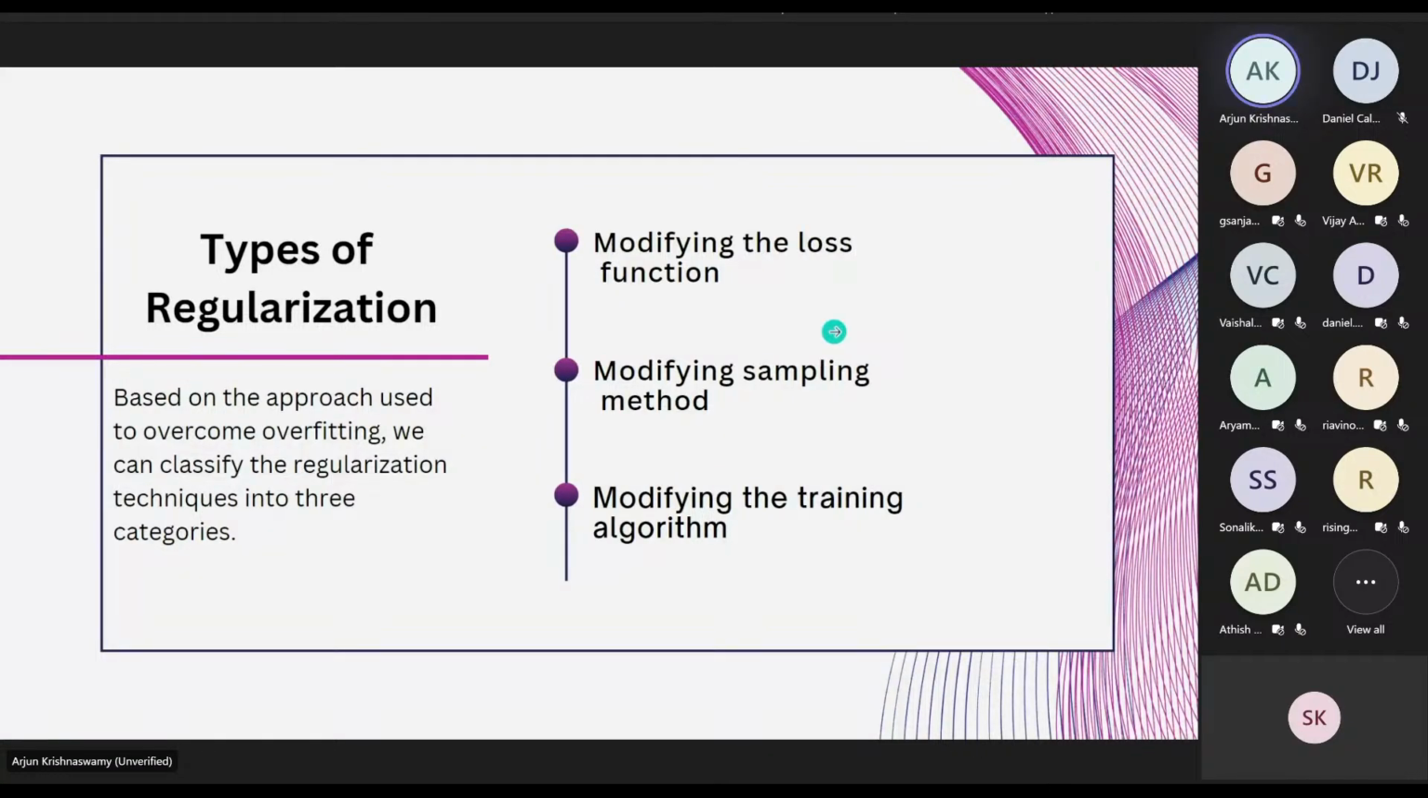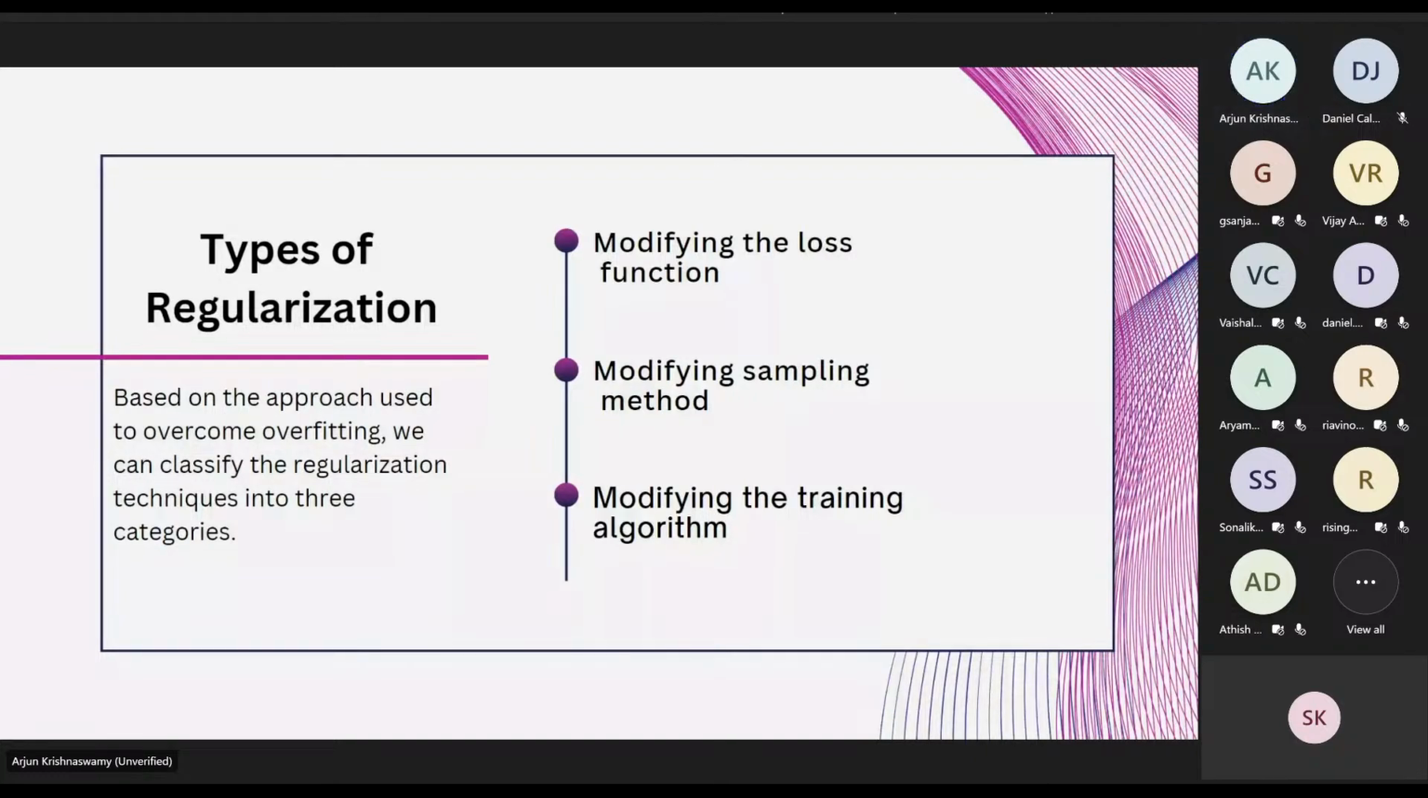Now we have the second method, which is modifying the sampling method. Sampling method means the way we obtain our data set. So if we obtain the data set in a different way, then there are chances that overfitting might not occur. And the last way is modifying the training algorithm. That we'll look into when I get to that. It's a little different from the other two. Now we'll look at it one by one.